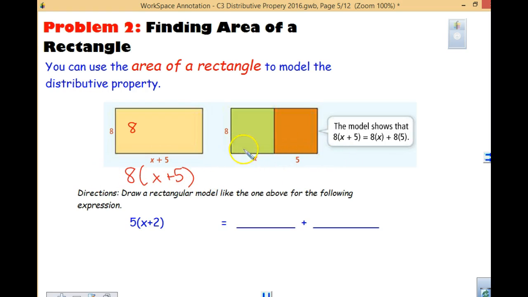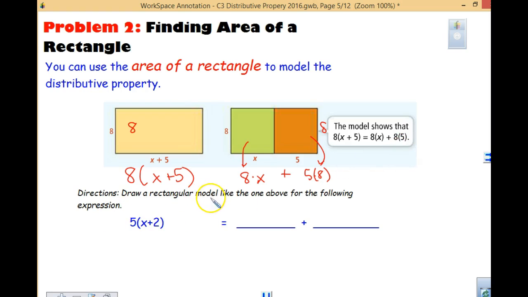The second way is finding the area of each of these. So the area of this square is 8 times x plus the area of this square is 5 down here, but this side is still 8. So we have 5 times 8, or they might have 8 times 5.